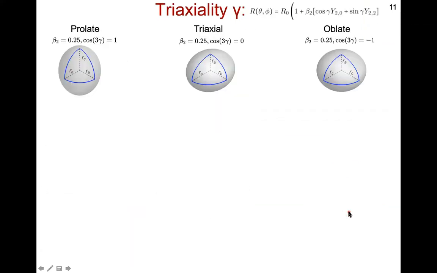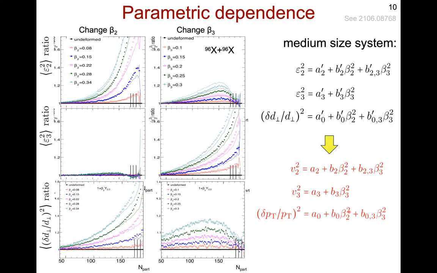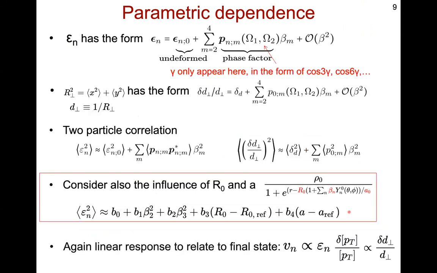Well, can I just ask a question? There is some kind of empirical connection between epsilon and v2. So in this case, but then what are d and delta d related to, delta pT? Is there any empirical connection?